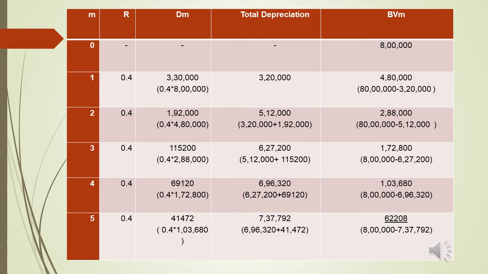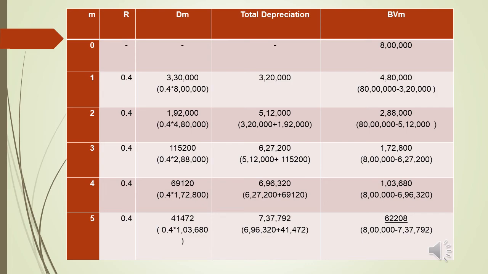Now coming to the second year, R is 0.4. Now for DM of the second year, how are you going to calculate? You are going to multiply 0.4, that is R of the second year, with the previous value of BVM, meaning the BVM of the first year. How much is it?